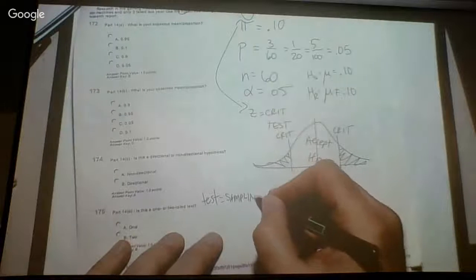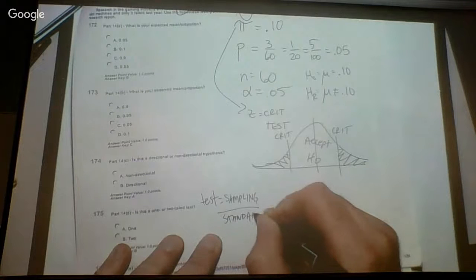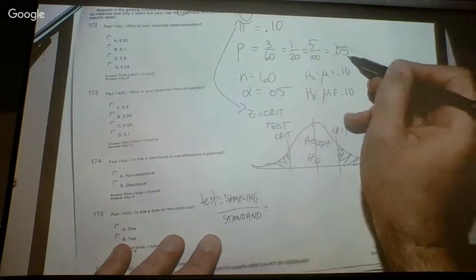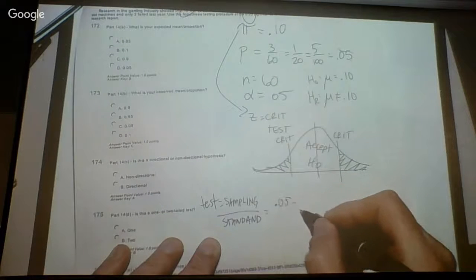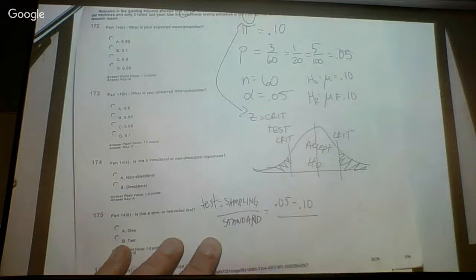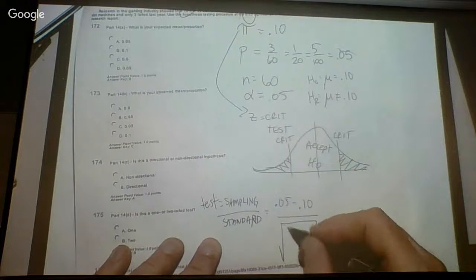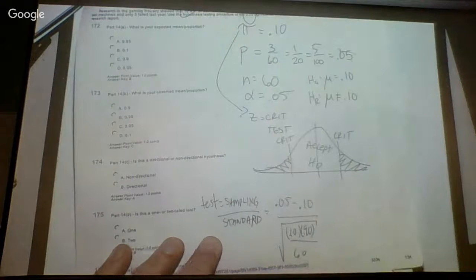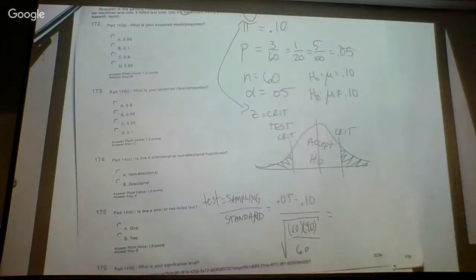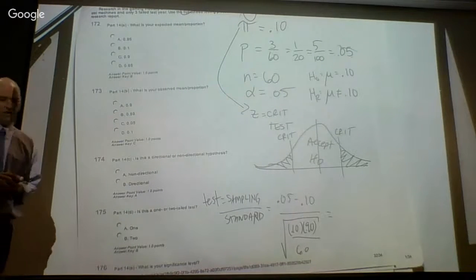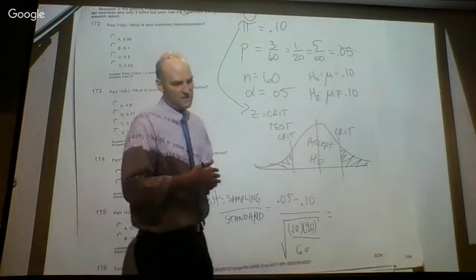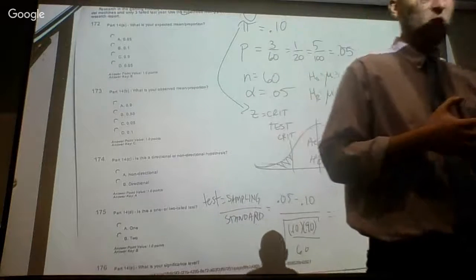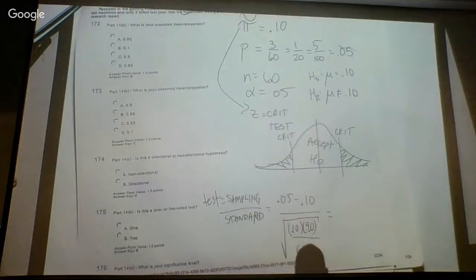Test statistic, sampling error over standard error. Sampling error is what I observed minus what I expect. Standard error. I'm going to choose pi. You choose whatever you want. I'm going to choose pi. And 60. 0.09 divided by 60 is sort of like 9 divided by 630, which could be 1 over 70. Square root of 1 over 70, sort of like square root of 1 over 64, which is 1/8, but a little bit bigger. Is this like 0.14 for a standard error?